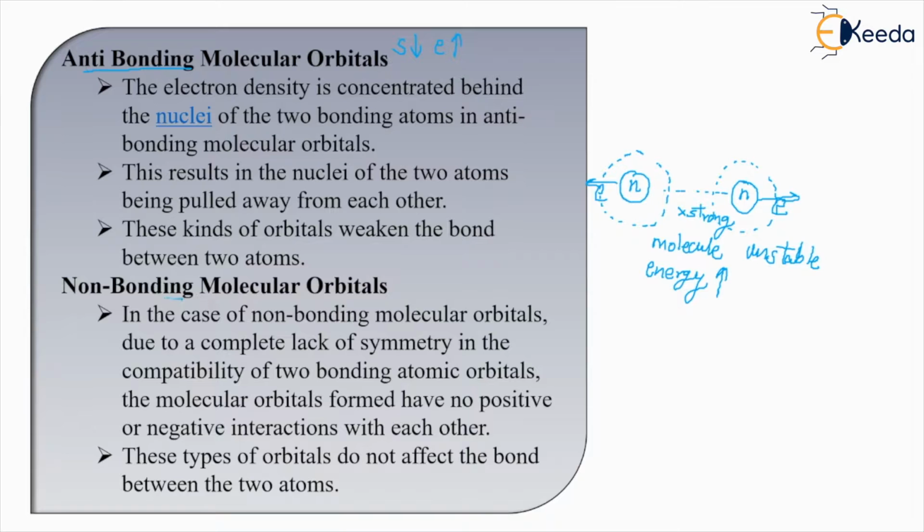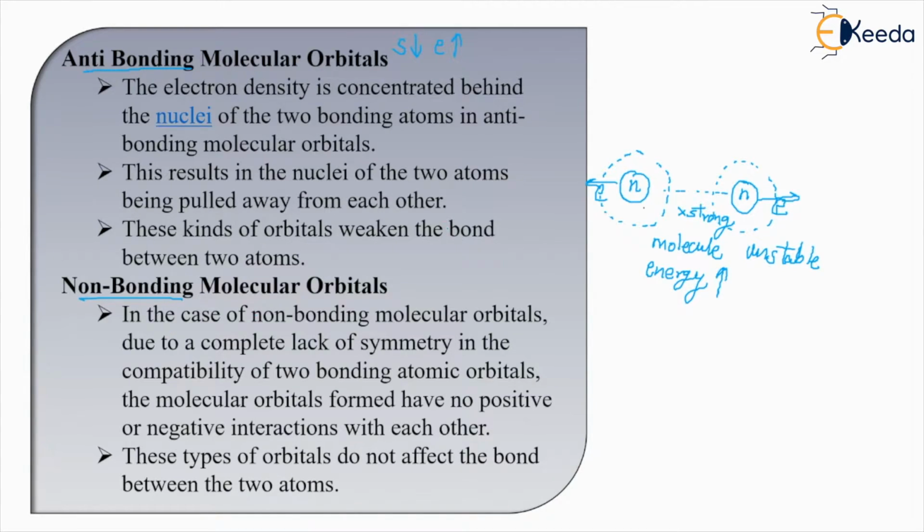Moving on, we have the non-bonding molecular orbitals. In the case of non-bonding molecular orbitals, due to complete lack of symmetry in the compatibility of the two bonding atomic orbitals, the molecular orbitals have no positive or negative interaction with each other. These types of orbitals do not affect the bond between the two atoms.